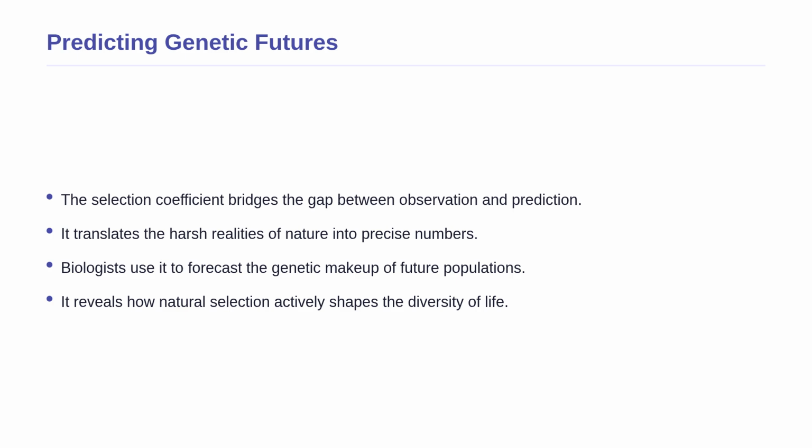Whether we are looking at beetles in a forest or bacteria in a hospital, knowing this exact value allows us to forecast the genetic makeup of future populations. It is the fundamental key to understanding how natural selection actively shapes the incredible diversity of life on Earth over time.